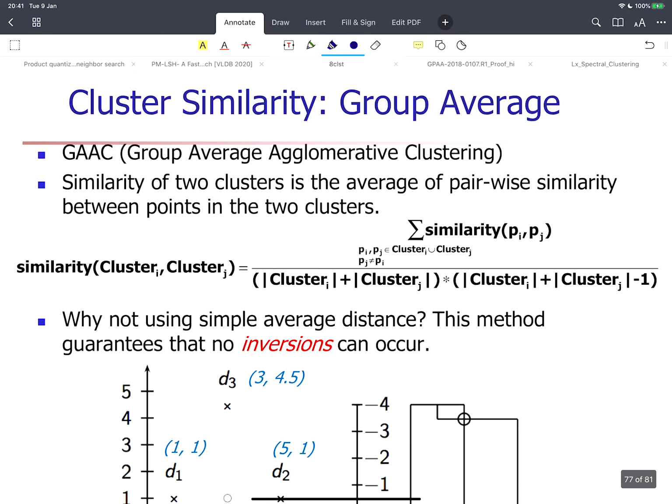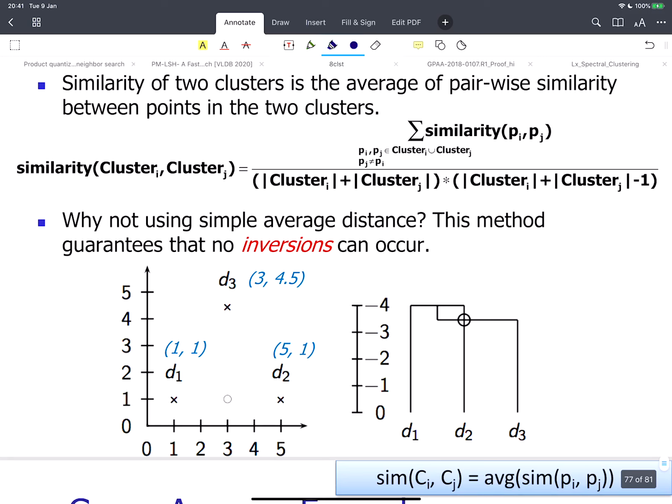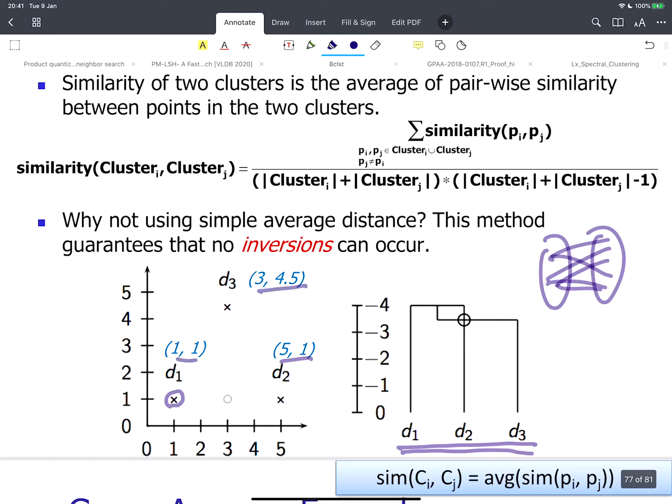So an obvious idea is that you consider all the pairwise links and then take the average. But it turns out that it will result in the so-called inversion problem in certain cases, at least in the worst case. We won't illustrate this further, but suffice to say that you can consider a real example where D1 has coordinate (1, 1), D2 is (5, 1), and D3 is (3, 4.5).